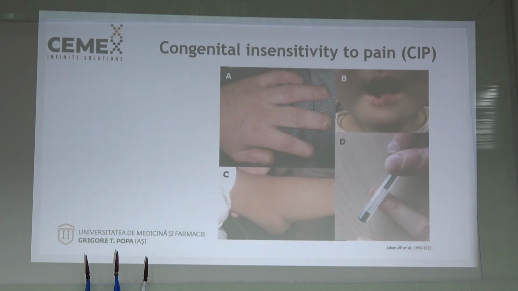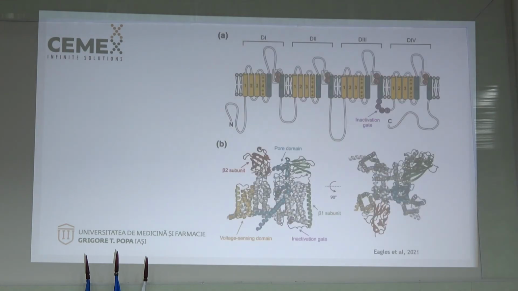People who suffer from this condition cut their fingers, burn their hands, because pain also gives you information, like, don't put your hand into the fire. But then we identified these genes, and we discovered that it's tied to a specific sodium channel.